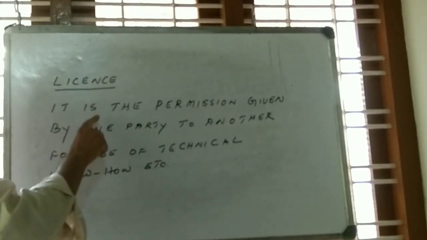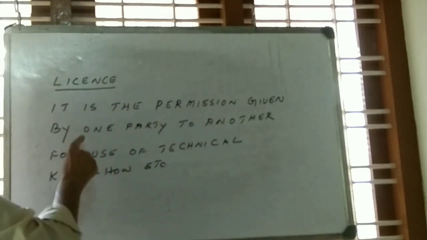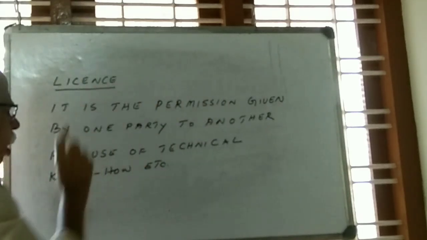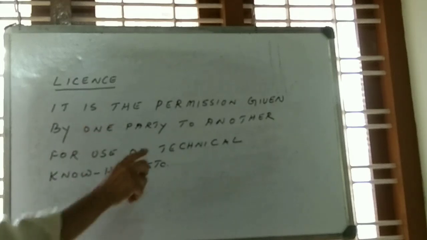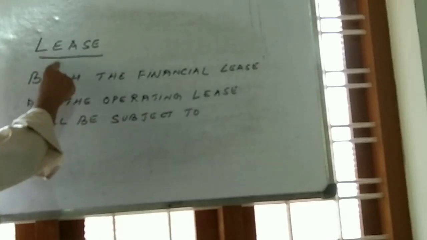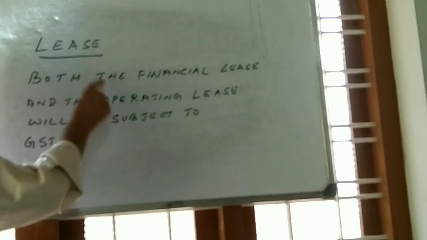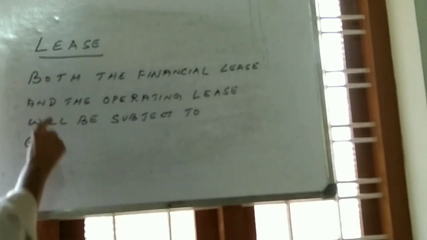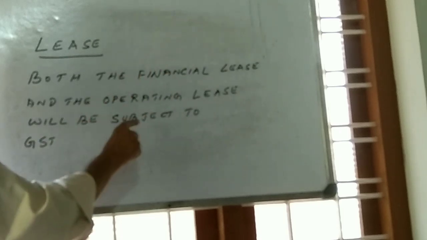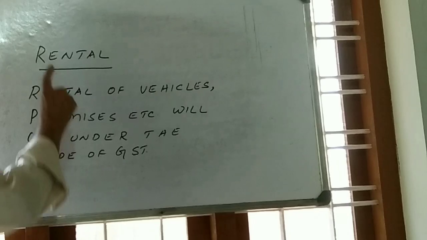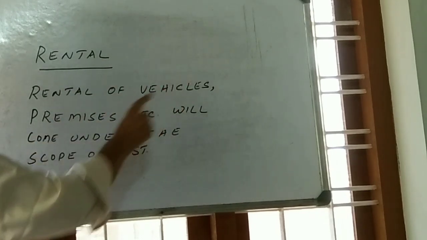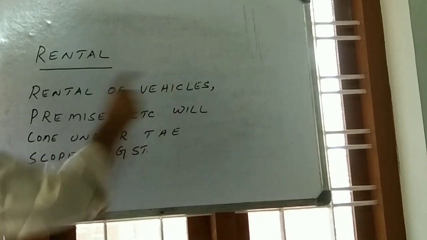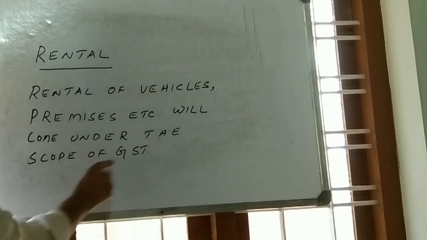License. It is the permission given by one party to another for the use of technical know-how, etc. This will be treated as supply of services. Lease. Both the financial lease and the operating lease will be subject to GST. Rental. Rental of vehicles, premises, etc. will be under the scope of GST.